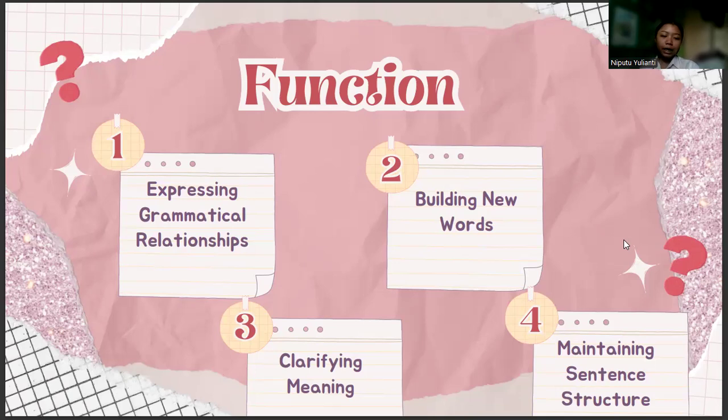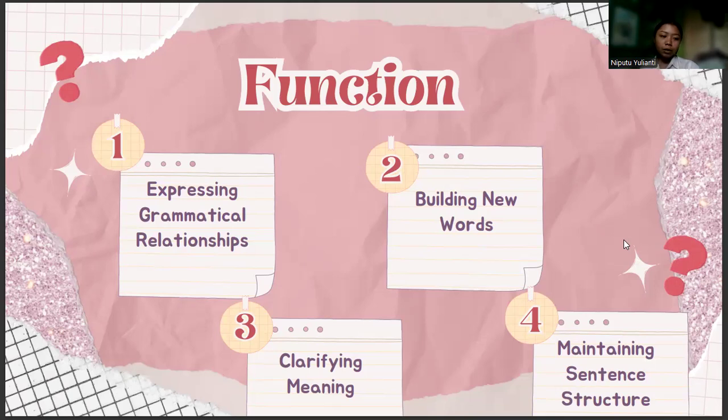Next, building new words. Morphemes help derive new words or alter meanings while retaining part of the original meaning. For example, kind to kindness: the ending -ness creates a noun. Next, clarifying meaning. Morphemes specify nuance such as negation, repetition, or intensity. For example, unclear: the beginning un- shows negation of clear.